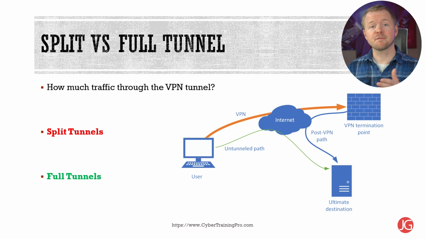We have split tunnels and full tunnels. With split tunnels, an administrator can decide which traffic should use the encrypted VPN. For example, maybe we don't want a user's general internet search traffic to travel through the VPN and get inspected by all our other security measures.